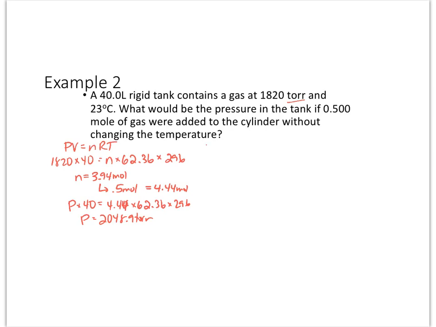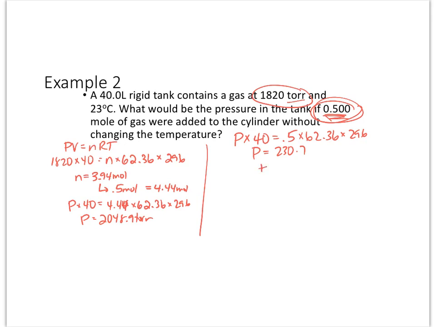The other option I would have here, I know the initial pressure of the gas in my container. I can just solve for what would the pressure be of just this gas, PV, because once I put that gas in the 40-liter container, it's going to occupy 40 liters. Moles of gas, that's my 0.5. 62.36 is my R value, 296. The pressure of just this smaller portion of gas would be 230.7 approximately. I can add that to the pressure of the gas that was initially in my container, and I get 2050 torr, which is really close to solving it the other way. So either of those methods would work. The key is to show your math.